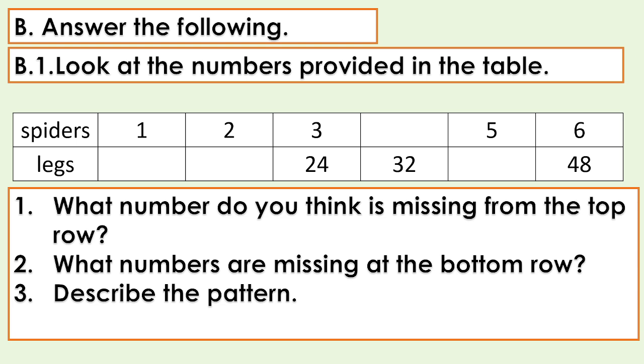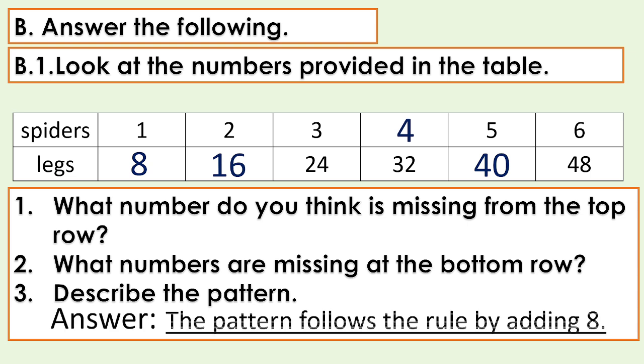Letter B. Answer the following. Look at the numbers provided in the table. Number 1 question. What number do you think is missing from the top row? So we have here 4. Number 2. What numbers are missing at the bottom row? So we have here 8, 16, and 40. Now, describe the pattern. So the answer is, the pattern follows the rule by adding 8.